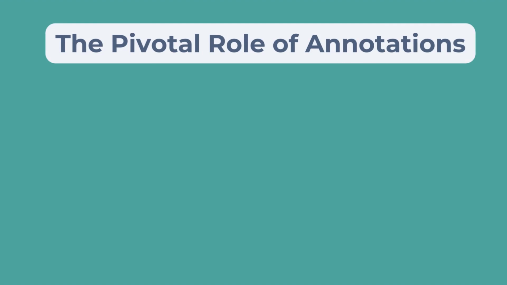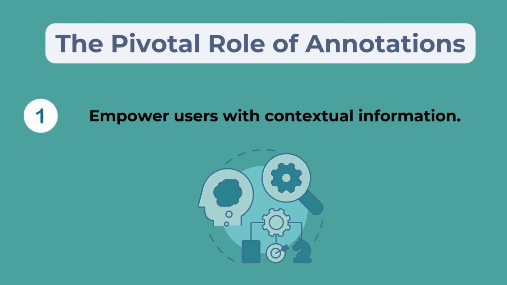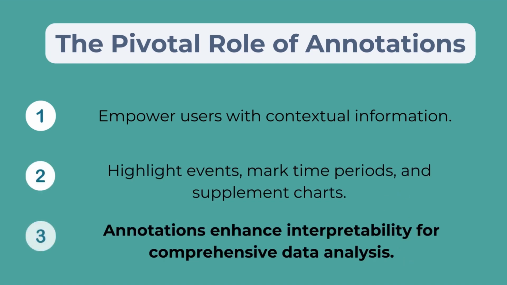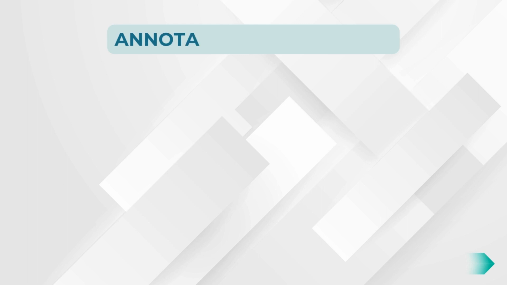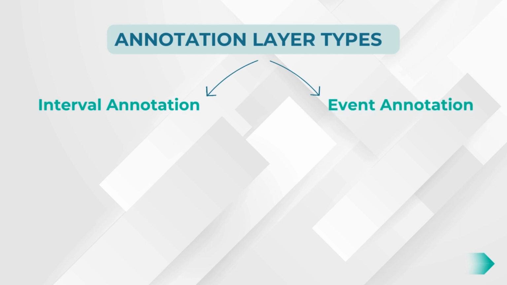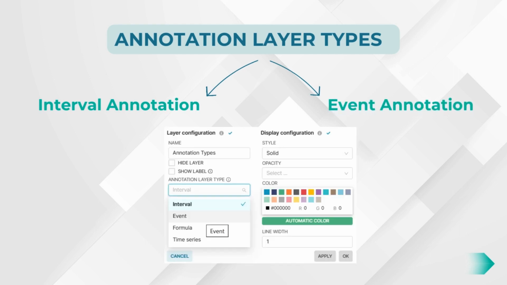The annotation layer empowers users by enabling the addition of contextual information to visualizations. This feature allows highlighting specific events, marking time periods, or supplementing charts with additional details. Annotations play a pivotal role in enhancing the interpretability of the presented data, offering a versatile tool for comprehensive data analysis. Let's delve into two essential types of annotation layers within a BI platform: interval annotation and event annotation, each offering unique functionalities to enhance the interpretability of your data visualizations.